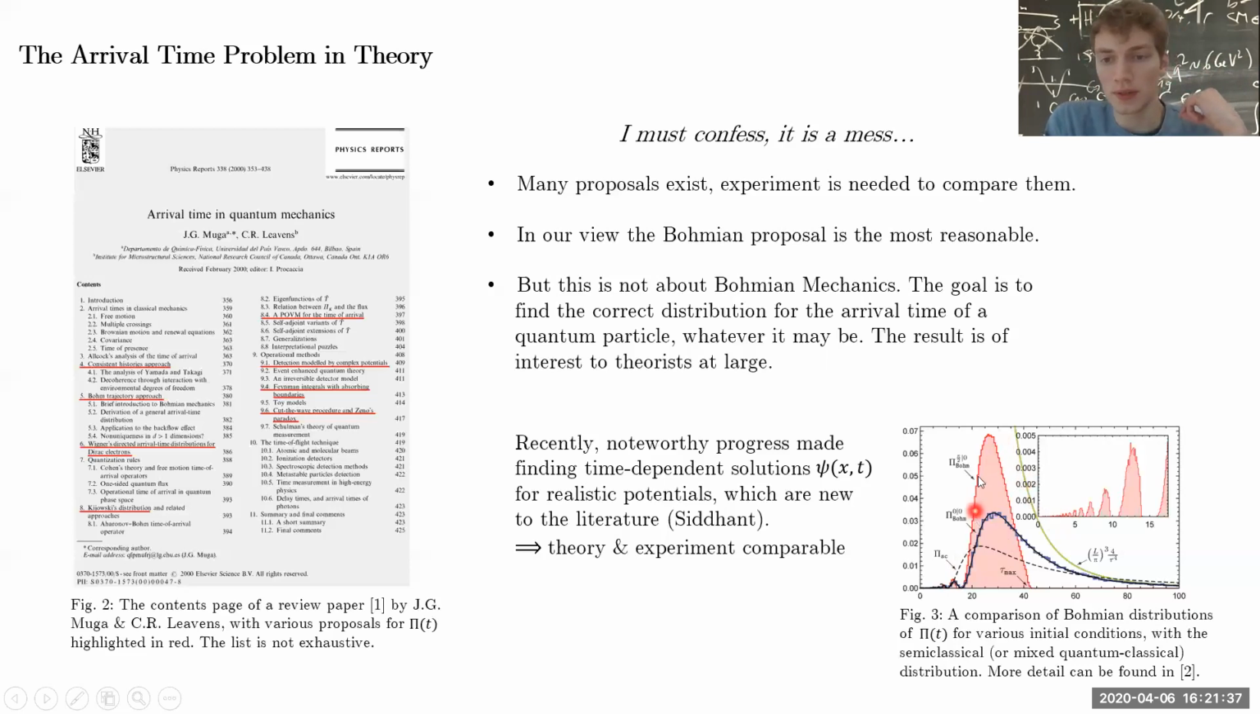For a spin 1/2 experiment, the expected shape depends on the initial condition of the particle for Bohmian mechanics, in particular the spin initial condition. A particle which starts with spin up has a different arrival time distribution in Bohmian mechanics than a particle which starts in a superposition of up and down. That's not true for the semi-classical distribution. So even seeing a dependence on the initial condition would be very interesting.